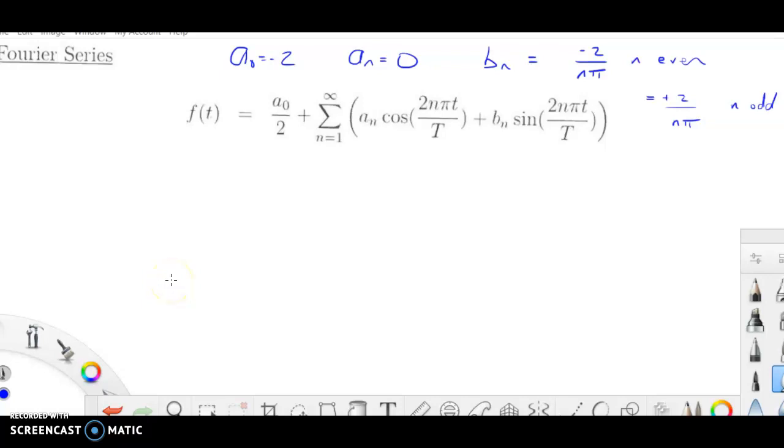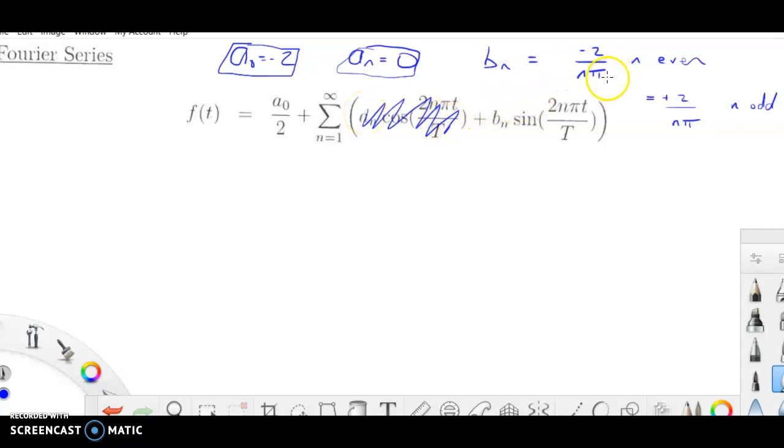Now finally we're going to put this thing together. We found out that A0 is minus 2, right? A0 is minus 2. An is 0. So for us, we're not going to have this term here. So we'll forget that one.